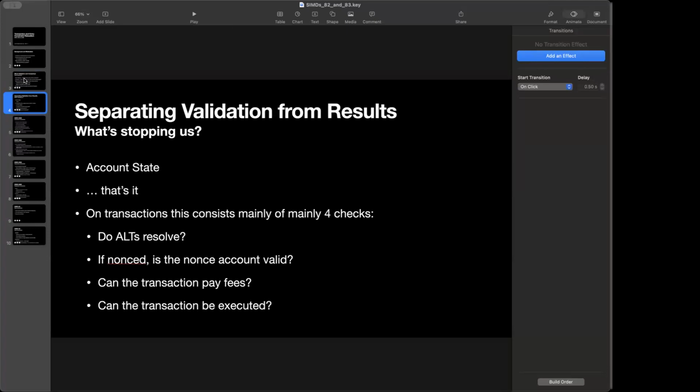So yeah, at the transaction level, this is 4 checks. Do the ALTs resolve account lookup tables? If the transaction is a nonce transaction, is the nonce account valid? Can the transaction pay the fees? And then can the transaction be executed? The last one's probably like 10 different checks rolled into one, but the summary of it is, can we execute this transaction?